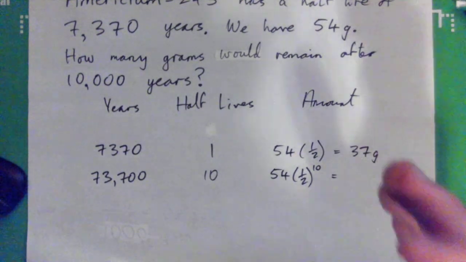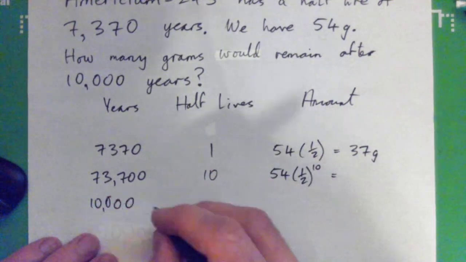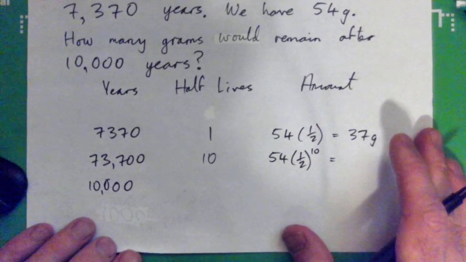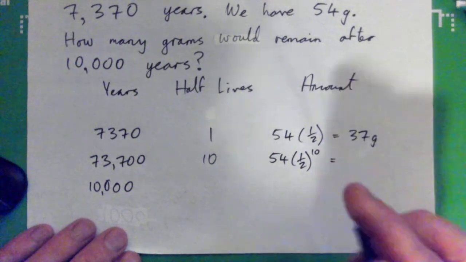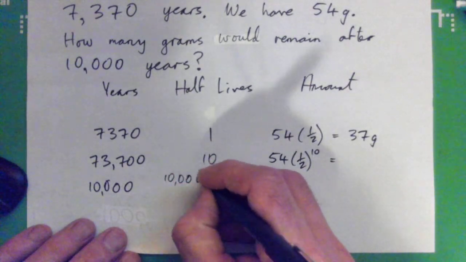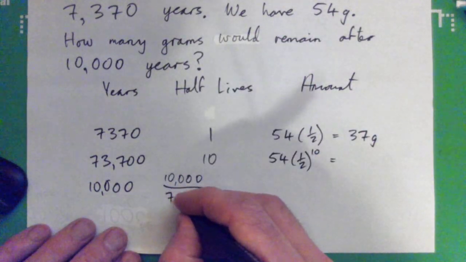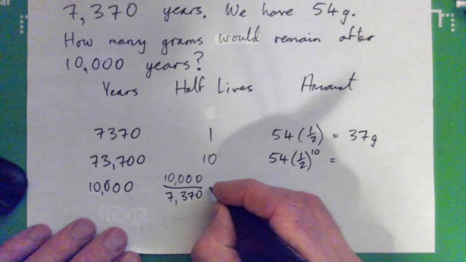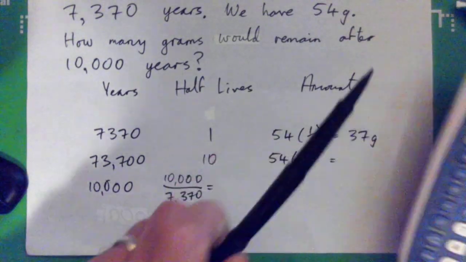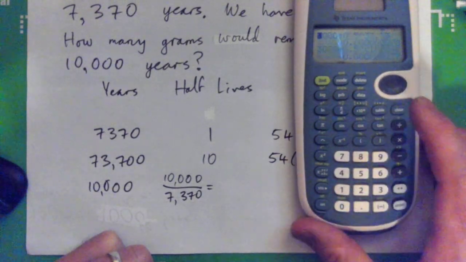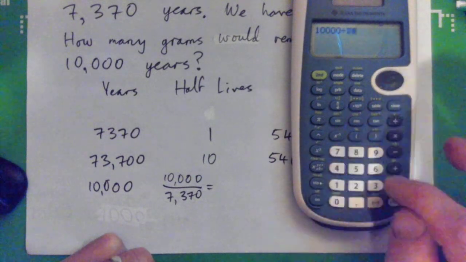So for our problem, it is 10,000 years. We first have to convert that to half-lives. So how many half-lives is that? You go, how many half-lives are contained in 10,000 years? Each half-life is 7,370 years, so you just do 10,000 divided by 7370.